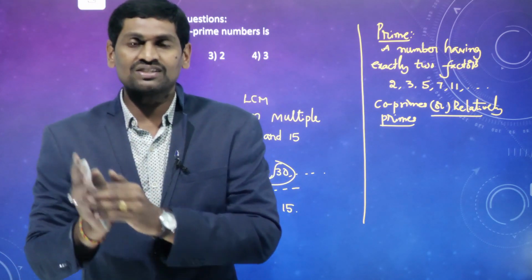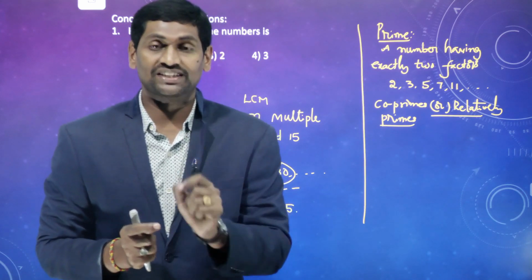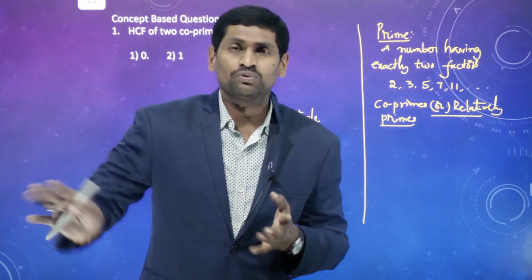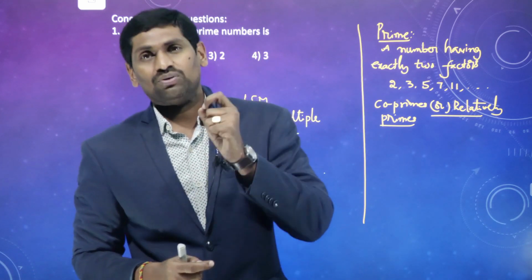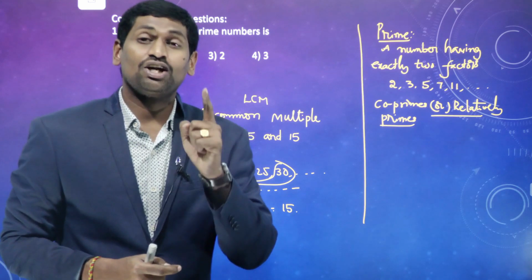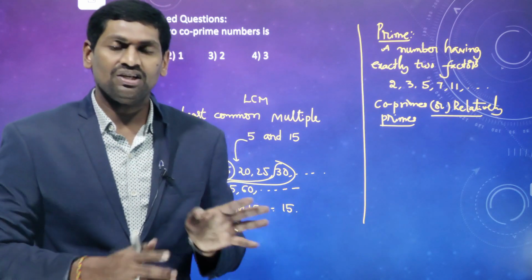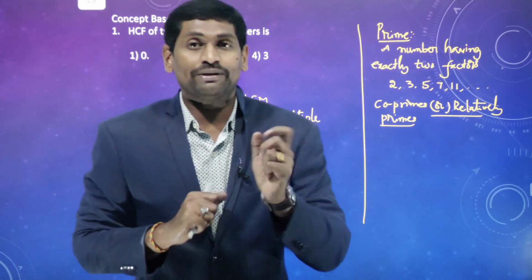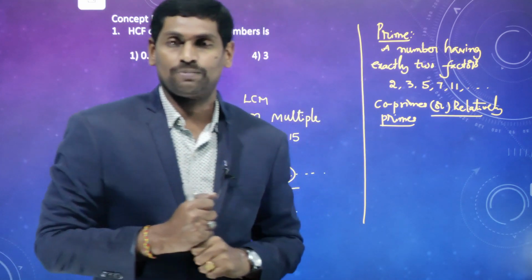No common factor means only 1, except 1. Except 1 means 1 is the factor of every number, because every number will come in one table, right? So we have to decide that 1 is a common factor for every number. So except 1, there is no other factor between 2 numbers. Such types of numbers are called co-primes.